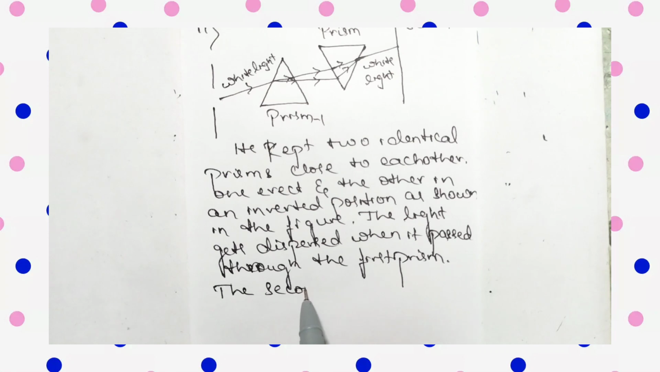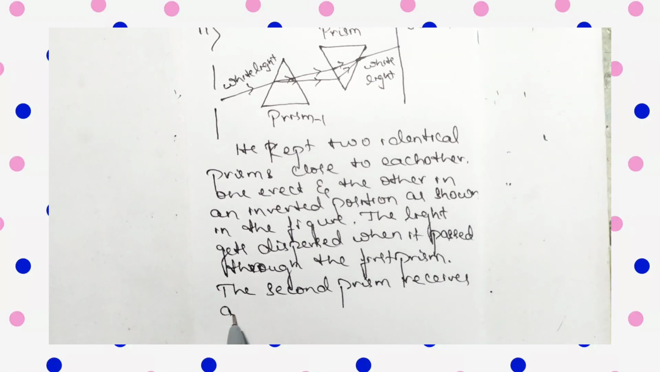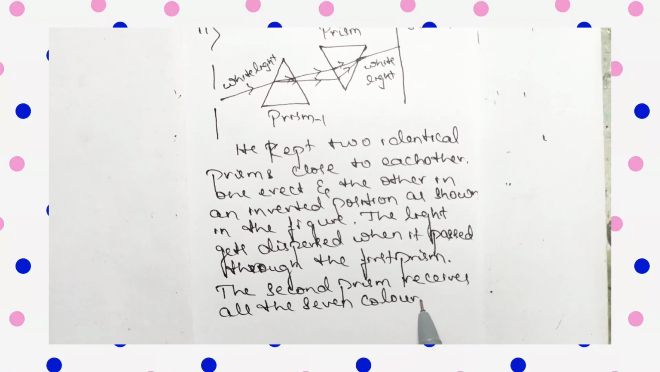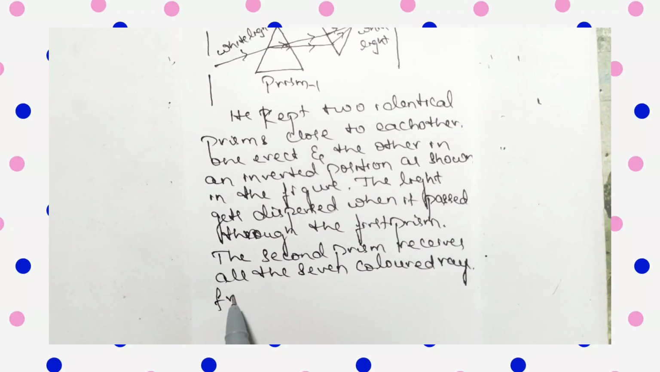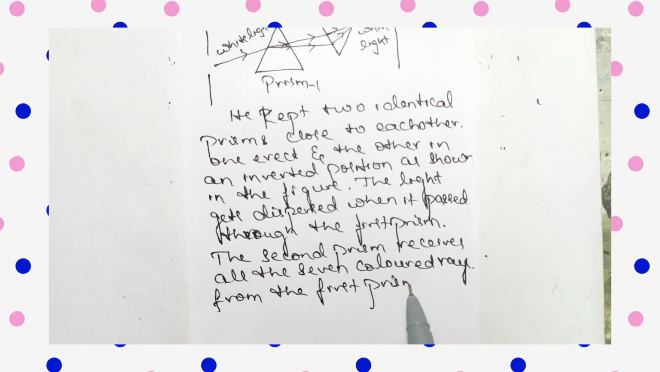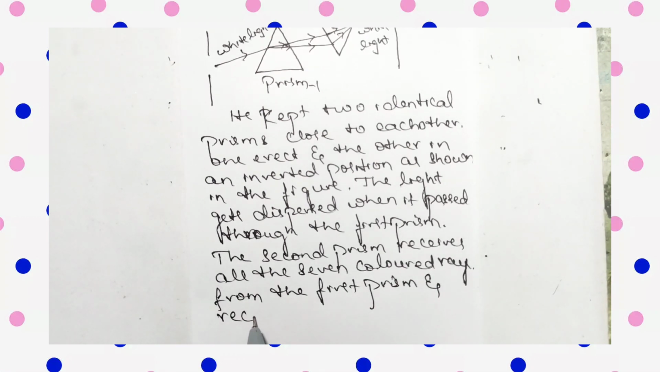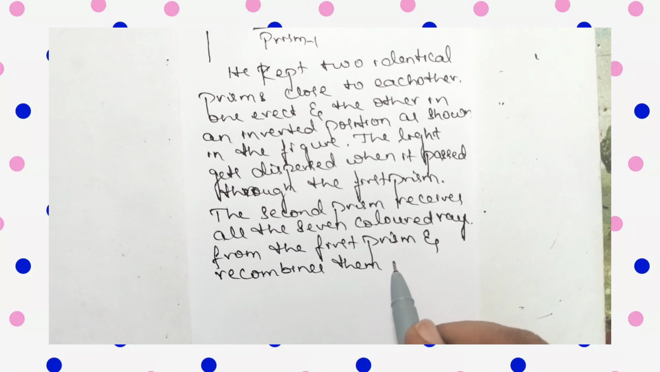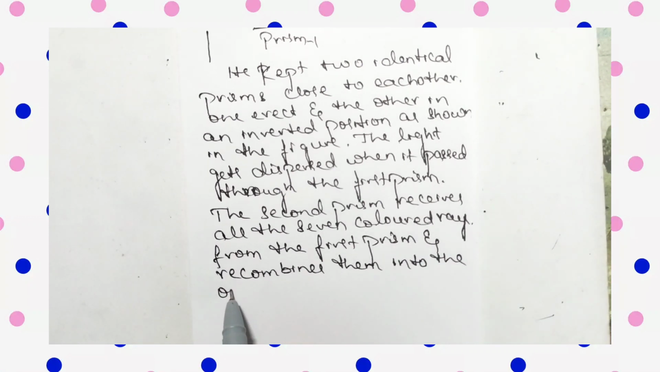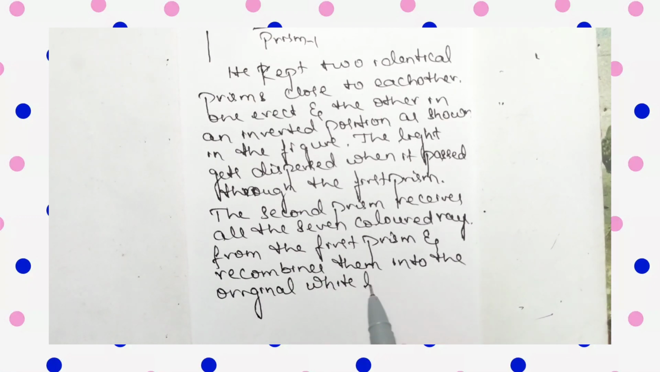Then the second prism receives all the seven colored light rays from the first prism and recombines them into the original white light. All the lights recombined into the original white light.